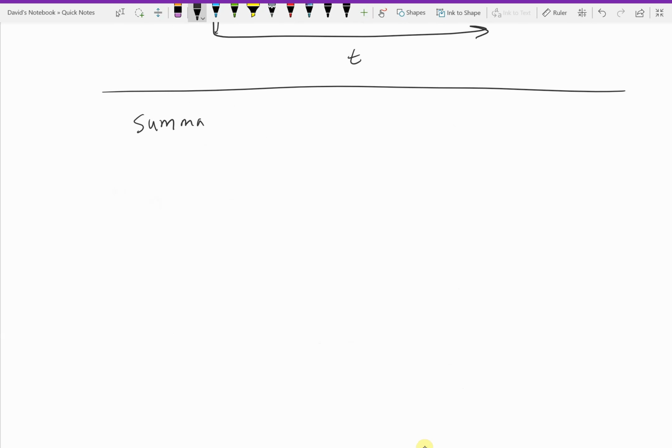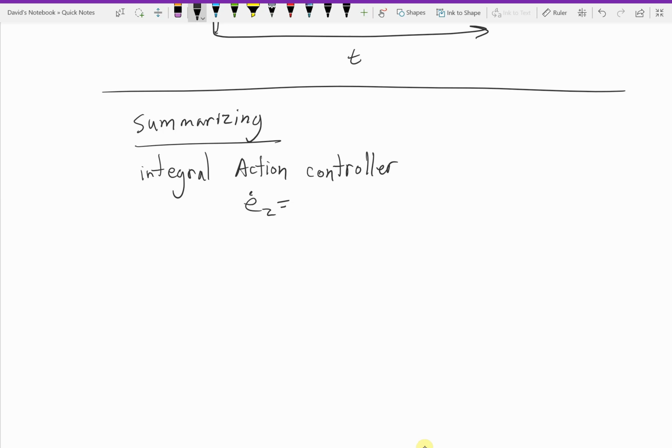Summarizing, the integral action controller begins by defining a term ez such that the time derivative of ez is equal to the difference between our output and desired output. And our input then is a chosen gain K times our state x, minus our integral gain times ez, plus a Kr that we choose times our desired result.